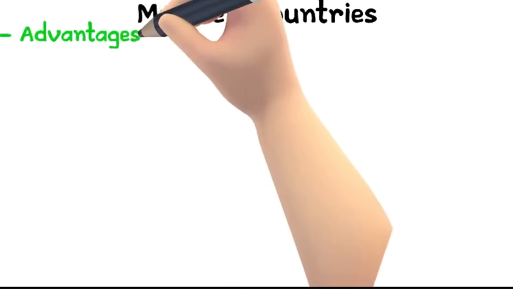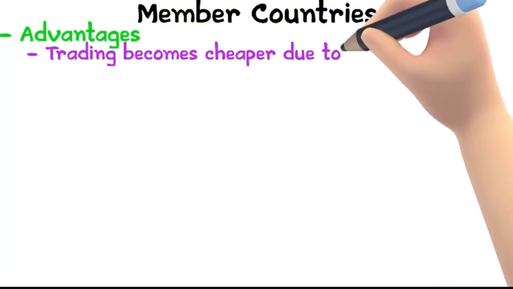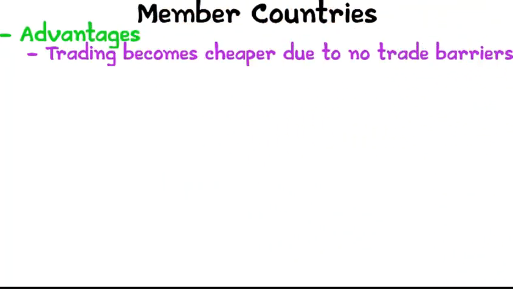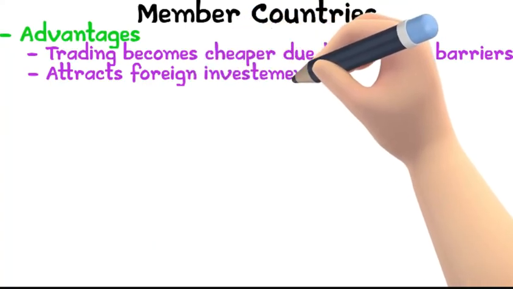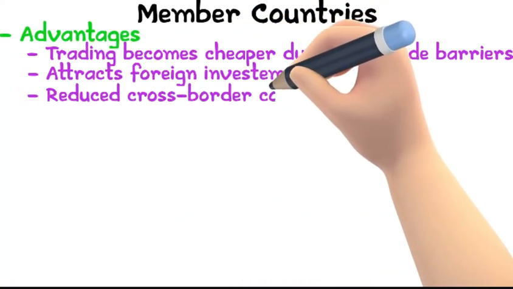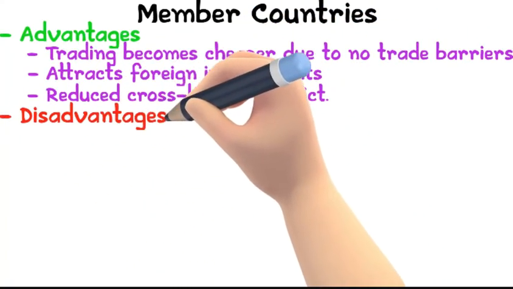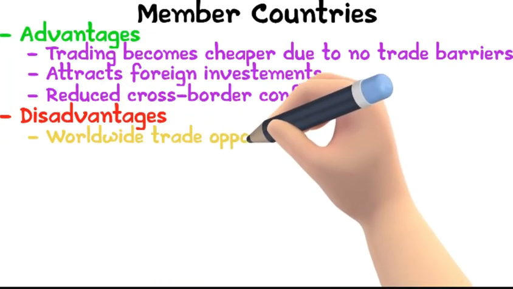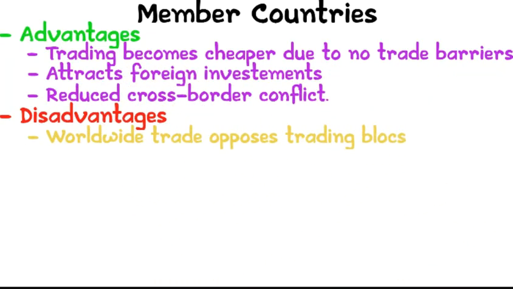Now let's take a look at some of the advantages and disadvantages of trading blocs to member countries. Trading becomes cheaper due to trade barriers being destroyed. This might attract foreign business investment. Reduce cross-border conflicts. Disadvantages. Worldwide trade opposes trading blocs because it focuses on regions and not global trade.